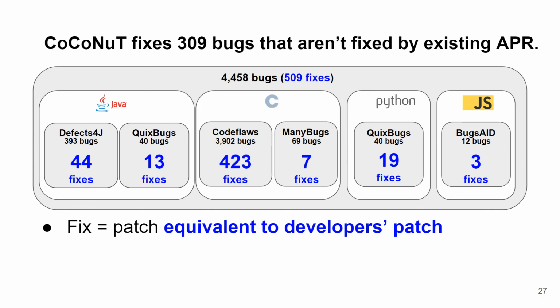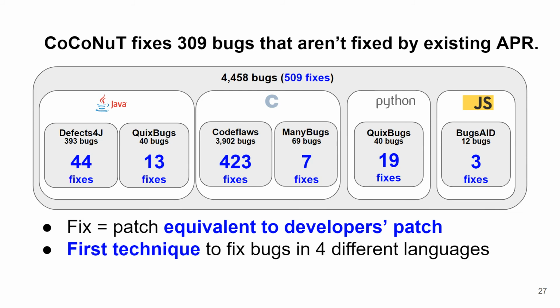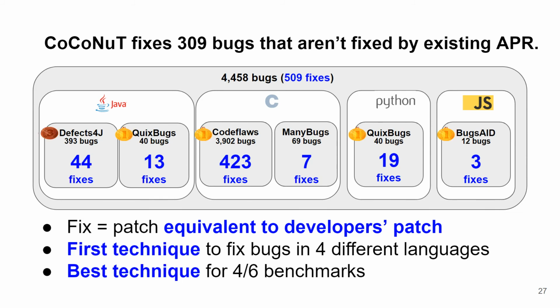CoCoNuT is the first technique to fix bugs in 4 different programming languages. It is the best technique for 4 out of 6 benchmarks and can fix 509 bugs, including 309 that had not been fixed before. In Defects4J in particular, CoCoNuT is the third best technique, but the 2 best techniques use manually generated fix patterns that rely on decades of research. Furthermore, CoCoNuT can fix 6 new bugs that none of the other tools tested on Defects4J can fix.